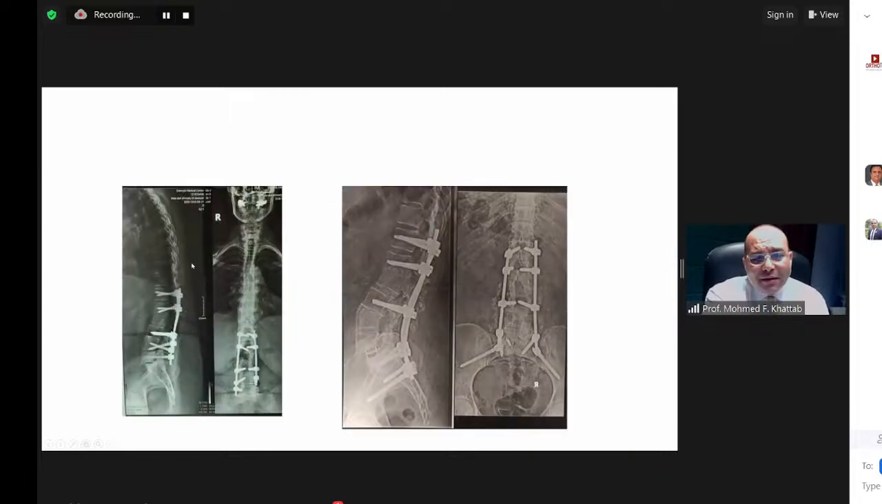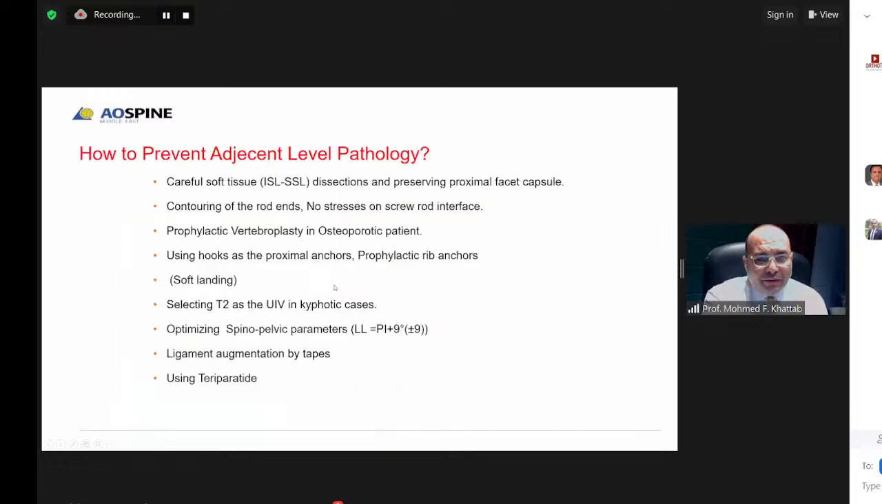And this is the pre-op iatrogenic flat back, and this is the post-operative with restoration of the spinopelvic mismatch, and the patient is very happy and neurologically free. How to prevent adjacent level pathology, especially in managing these deformity cases?